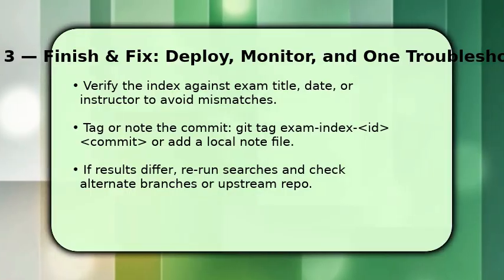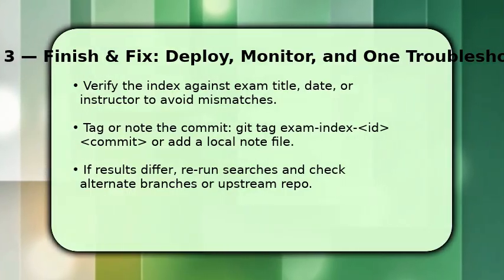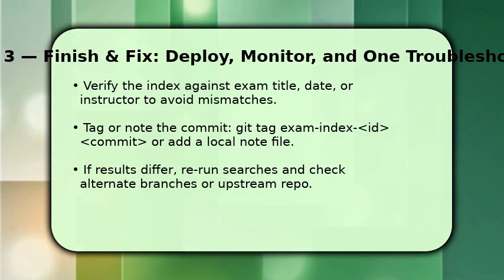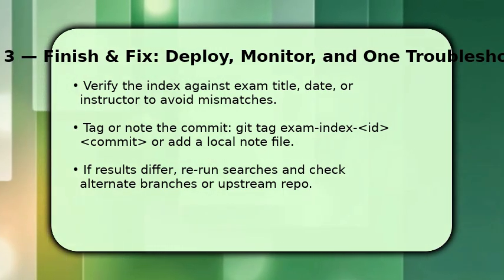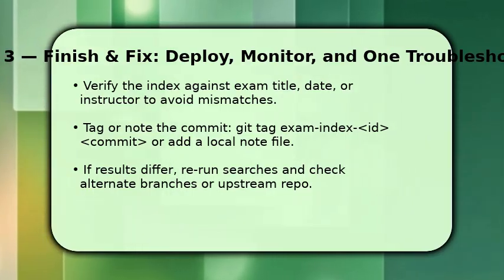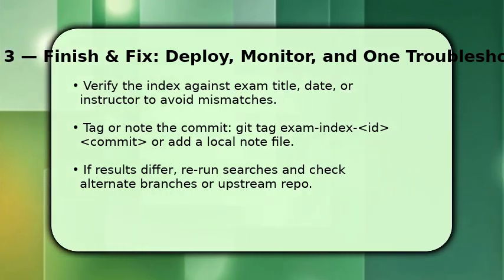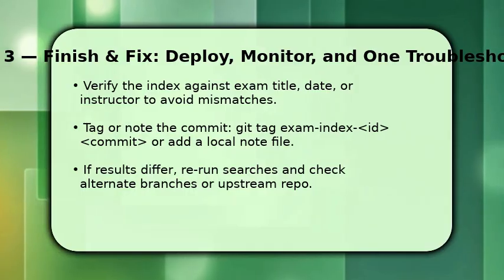Finally, confirm the index matches the exam title, date, and any instructor identifiers so you don't copy the wrong number. Once confirmed, record it. You can tag the commit with git tag exam-index-ID and the commit hash, or write the value to a local note with context.